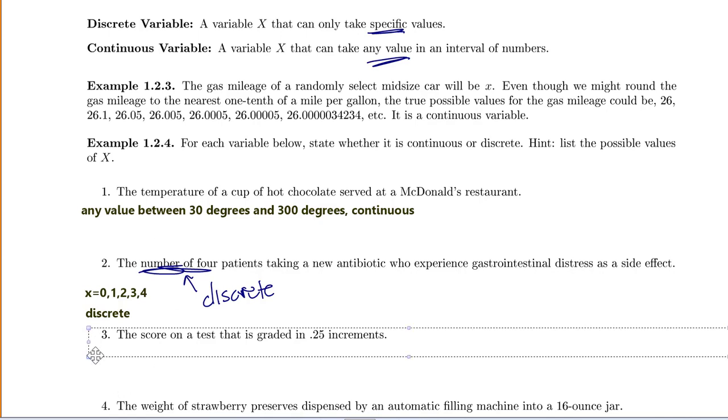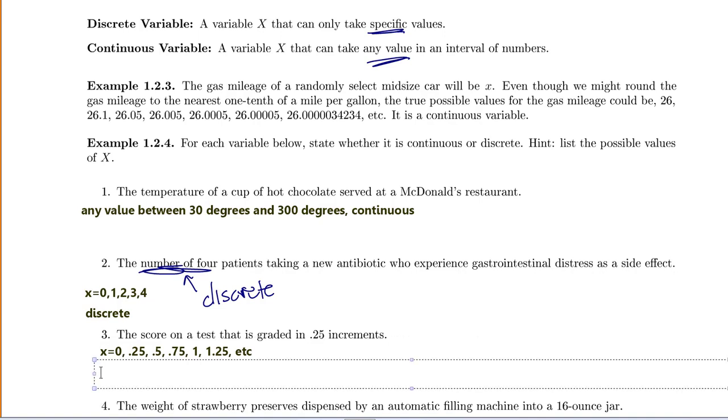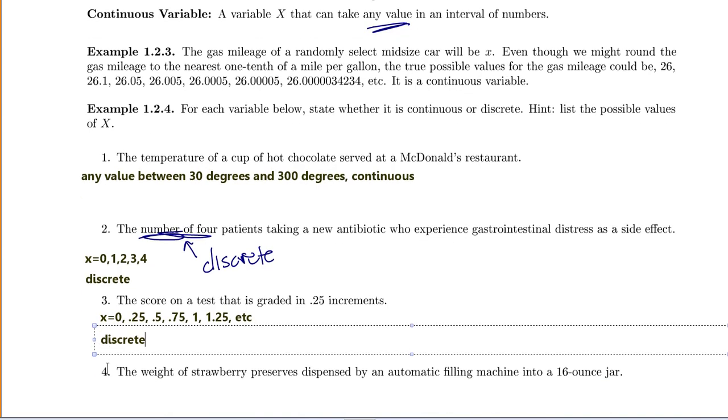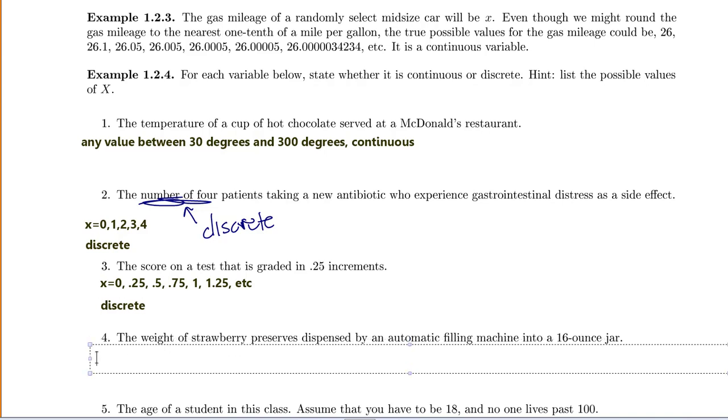Now let's see, the score on a test that's graded in 0.25 increments. Well, if you're graded in 0.25 increments, your score could be 0, 0.25, 0.5, 0.75, 1, 1.25, etc. So I can tell you in advance what the possible scores are. That makes it discrete. Or it can only be those specific values. Okay, number 4, the weight of strawberry preserves dispensed by an automatic filling machine into a 16-ounce jar. So this seems like it could be any value around 16 ounces. So I would say continuous.